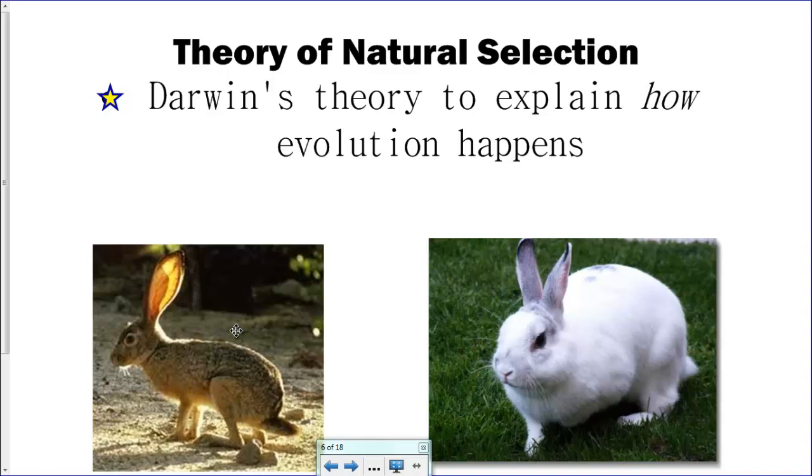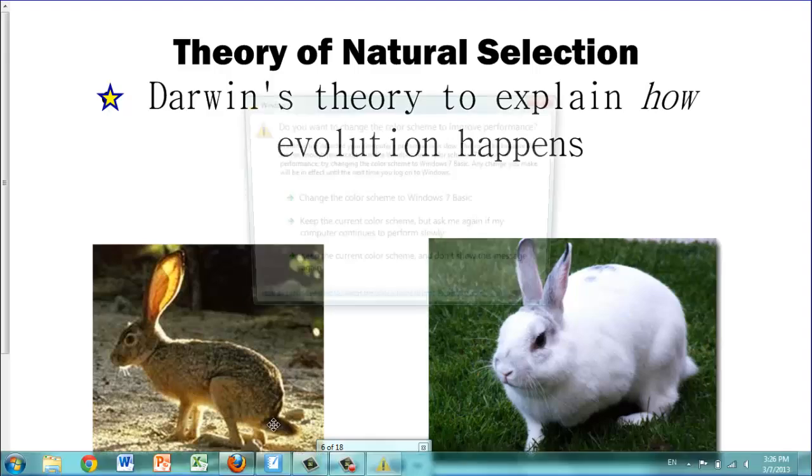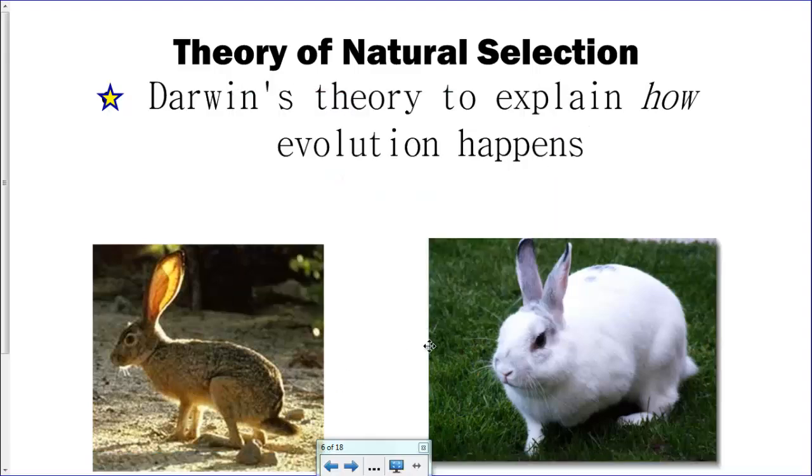So in front of you, you see 2 rabbits. And you notice they're both rabbits, but they're different. One has long ears, one has shorter ears, one is fatter, one is skinnier, one has white fur, one has brown fur. Now, these things are not all the result of gene expression in the environment. Rather, these could possibly be the result of evolution. So Darwin would want to explain to us, how is it that a rabbit living in the desert turns brown while other rabbits stay white? And we'll try to understand that.